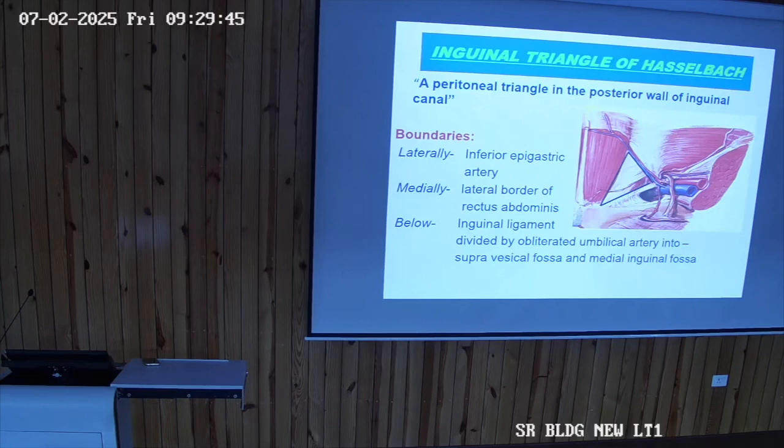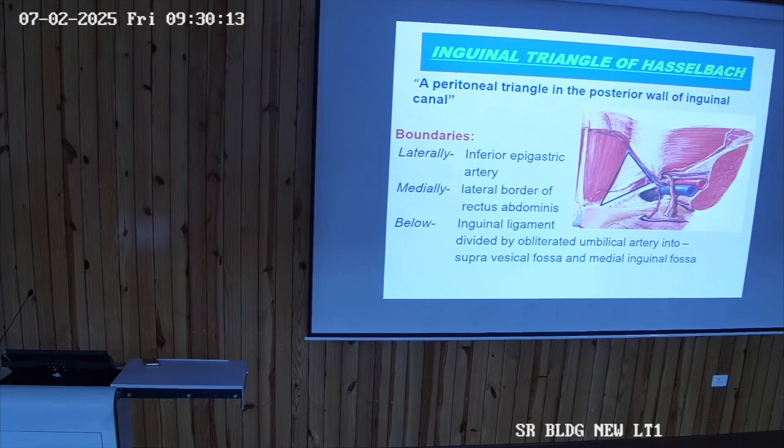So you have to remember the boundaries of this triangle, and this triangle is known as the inguinal triangle of Hesselbach. Why are we studying this inguinal triangle of Hesselbach? Because a direct inguinal hernia can occur through this location. In that, we will be seeing there are two types of inguinal hernia, indirect and direct.